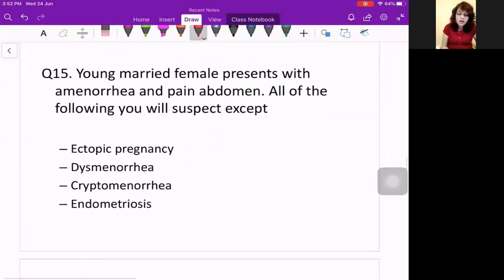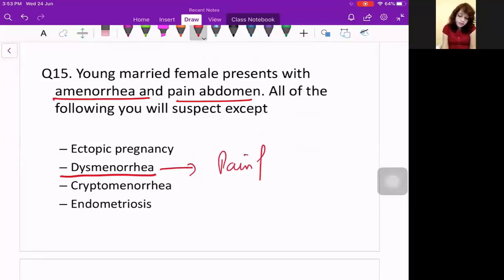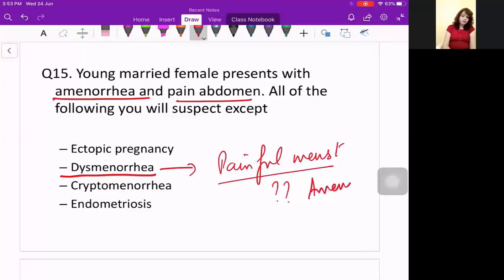Okay. Now, a young married female presents with amenorrhea and pain abdomen. All of the following you will suspect except: ectopic pregnancy, dysmenorrhea, cryptomenorrhea, endometriosis. Dysmenorrhea, students, is always painful menstruation, so it is never associated with amenorrhea. The clear-cut answer is dysmenorrhea. Whereas in ectopic pregnancy, there will be amenorrhea plus pain abdomen, the classical triad.